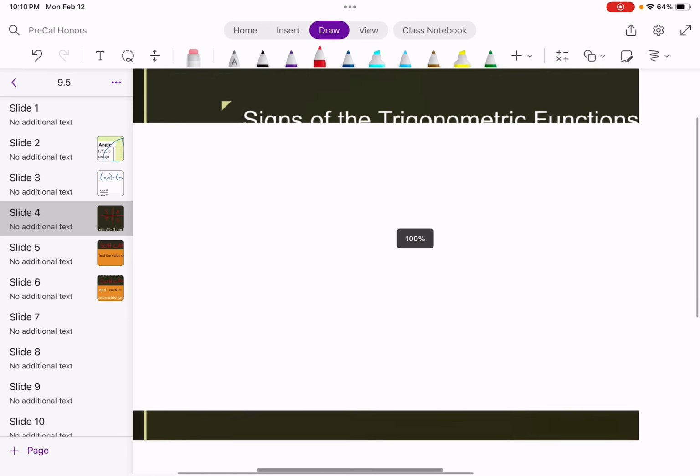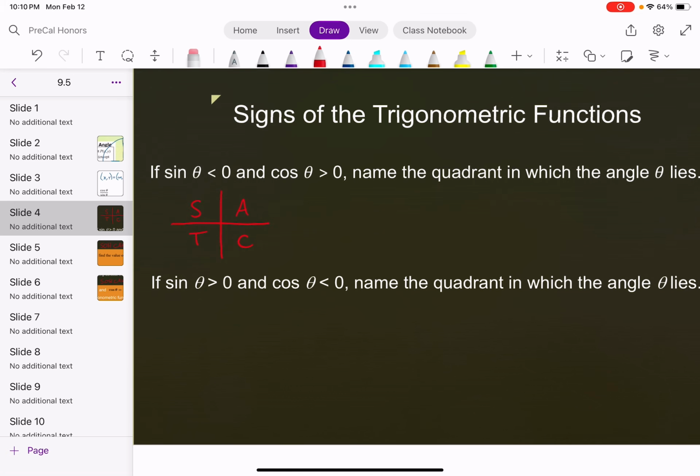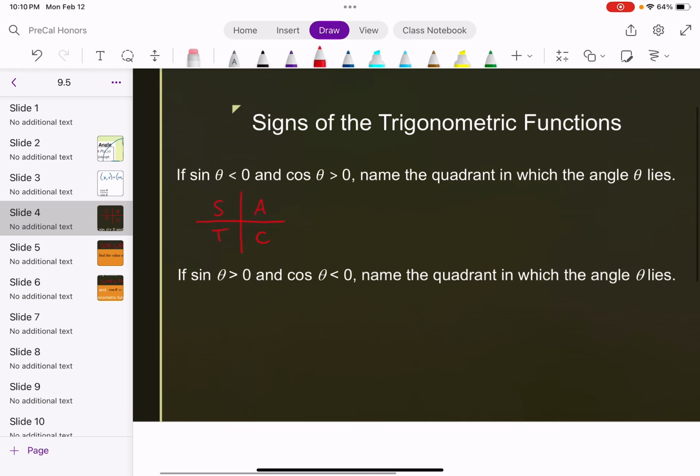The problem is asking, if sine theta is less than 0 and cosine theta is greater than 0, name the quadrant in which the angle lies. First thing is understanding where sine theta is less than 0. First, we understand that this would be negative, because if it's less than 0, it would be negative. Next, we have to talk about our cosine. It's saying that cosine of theta would have to be greater than 0, which means cosine theta would have to be positive.